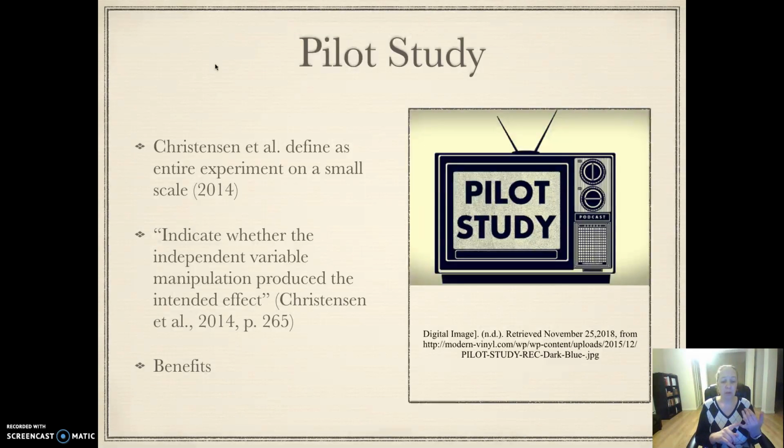It's still going to be important to get consent for a pilot study. It's still important to debrief after the pilot study. This smaller study gives us the option of not doing such a large-scale study to find out that the study didn't work the way that we thought it should.